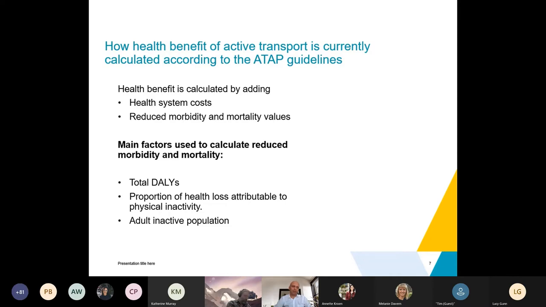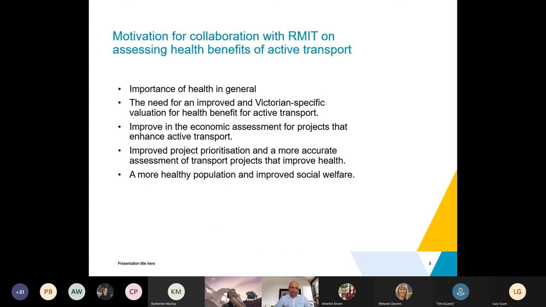And these are, for example, DALYs, which are days lost due to illness, or years lost due to death or reduced productivity. The other general value used to calculate this health benefit is the proportion of the health loss attributed to physical activity, and also the adult inactive population in Australia. So as you see, these values can be very general, and one of our motivations is to get more accurate and Victorian specific values.